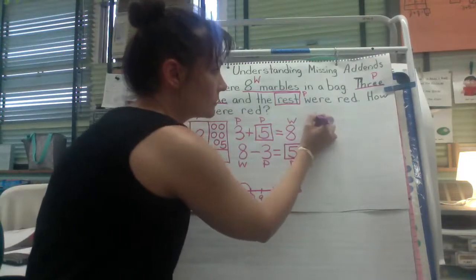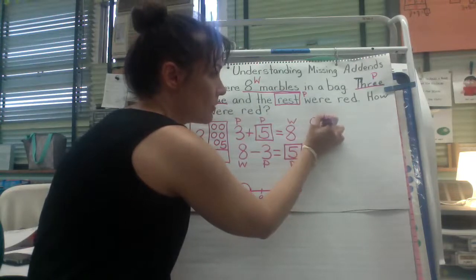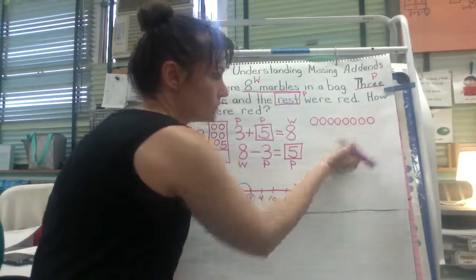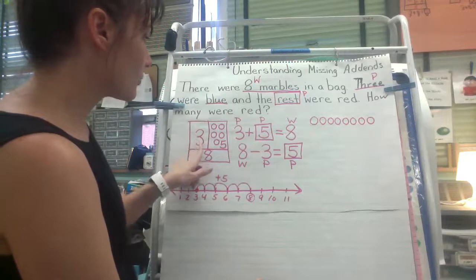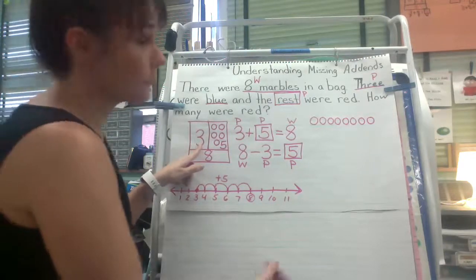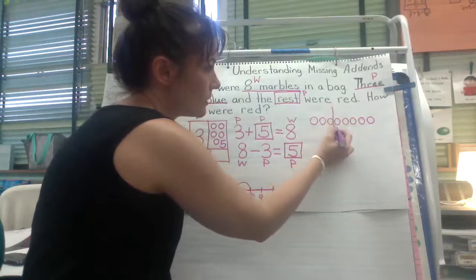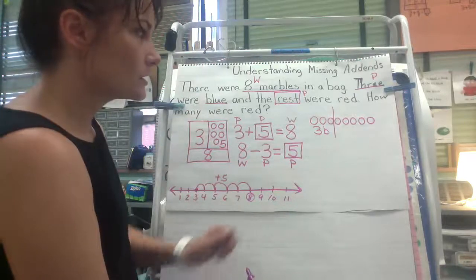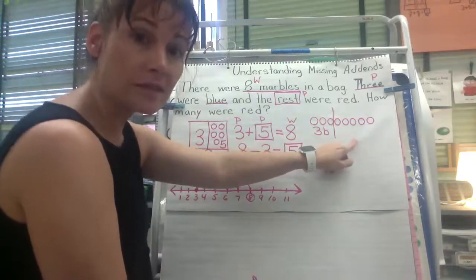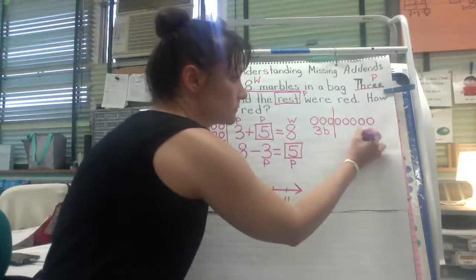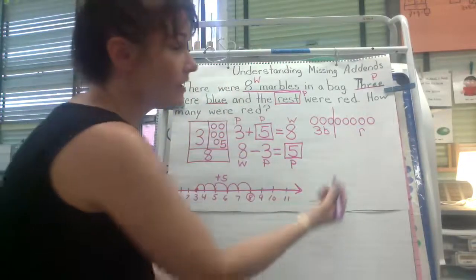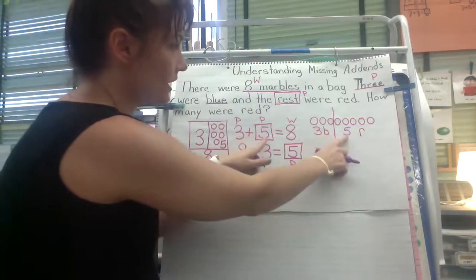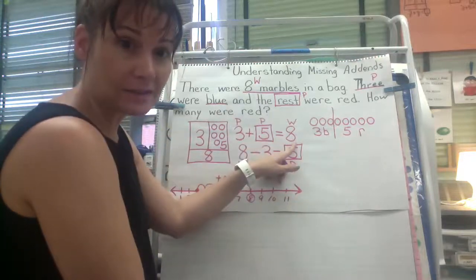I can also use counters to help me with this. I've seen 8 counters was my whole, and I knew that 3 of them were blue. So I can block off 3, because those were my 3 that were blue. So how many are left to be red? You're right, that left me with 5. And I know that 3 plus 5 equals my 8.